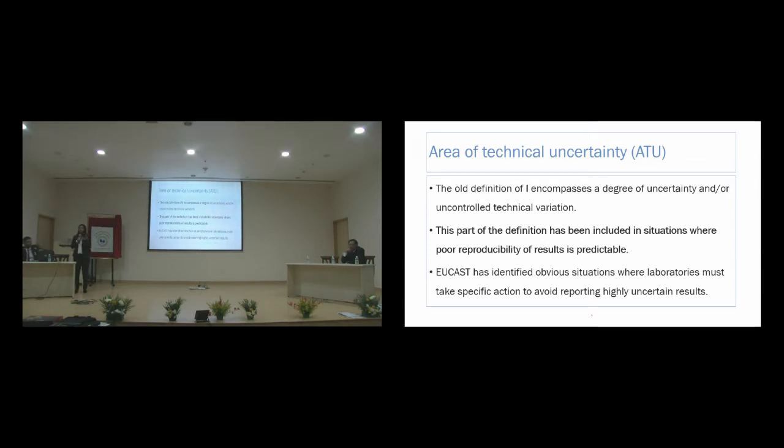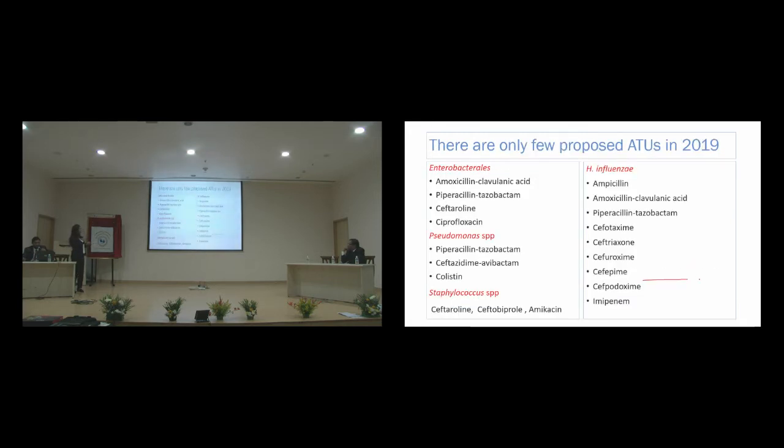They don't know how to interpret those reports. So for such a drug-bug combination, they have expressed this area of technical uncertainty. These are situations where laboratories must take certain actions if these zone diameters are achieved. So for these drugs, the EUCAST 2019 gives the ATU for these drug-bug combinations. This is the entire list.